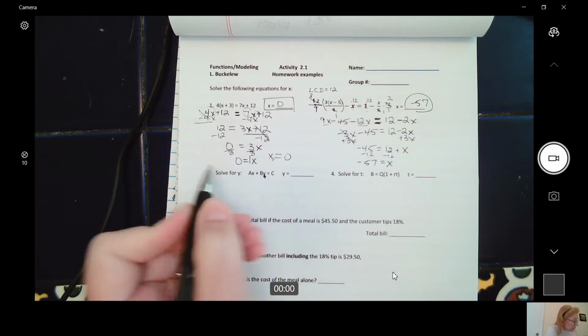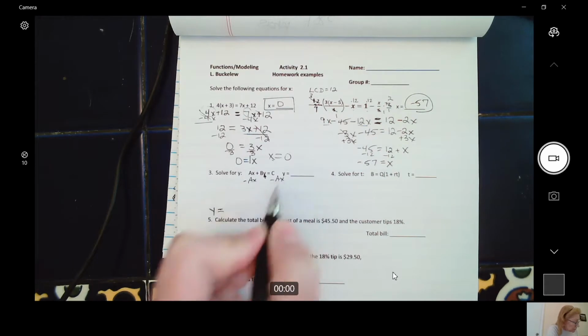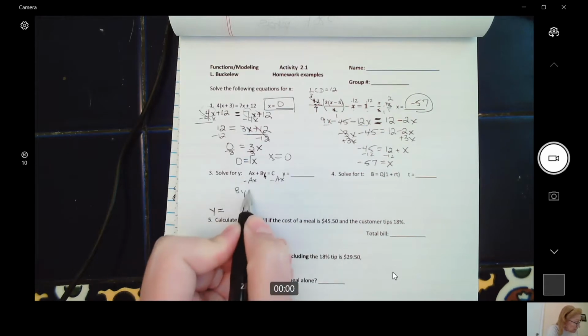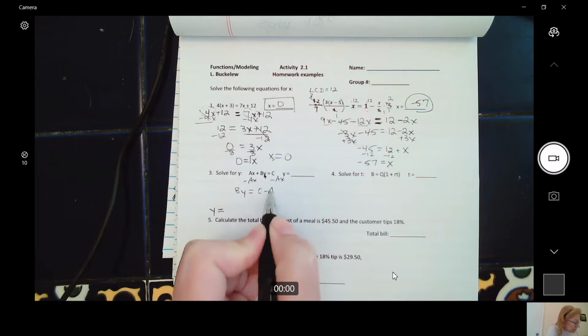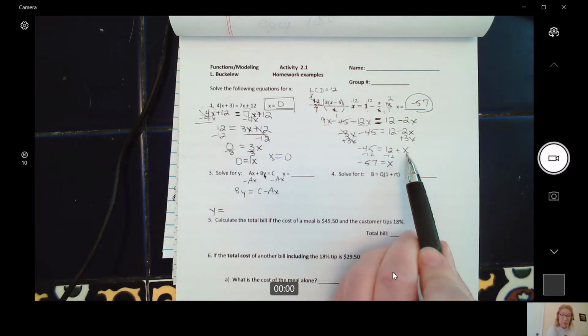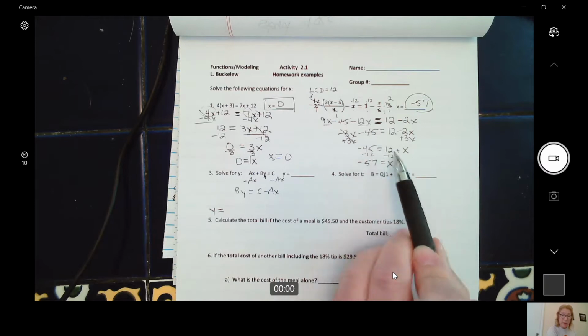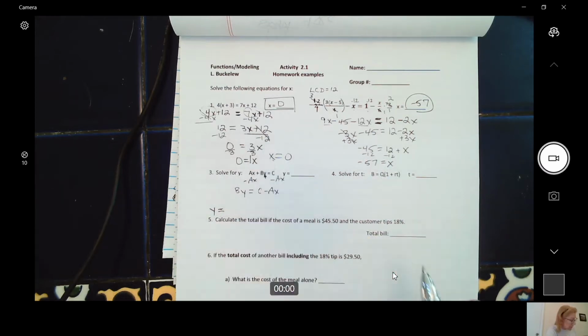So the AX is a separate term, so I'm just going to subtract it to the other side. So I'll have BY by itself, and then I'll have the C that was already there, and then minus the AX term that I'm moving across. It's just like over here when I was taking the term that wasn't with the X and subtracting it. Or over here, the 3X plus 12 and subtracting it to get the X by itself.